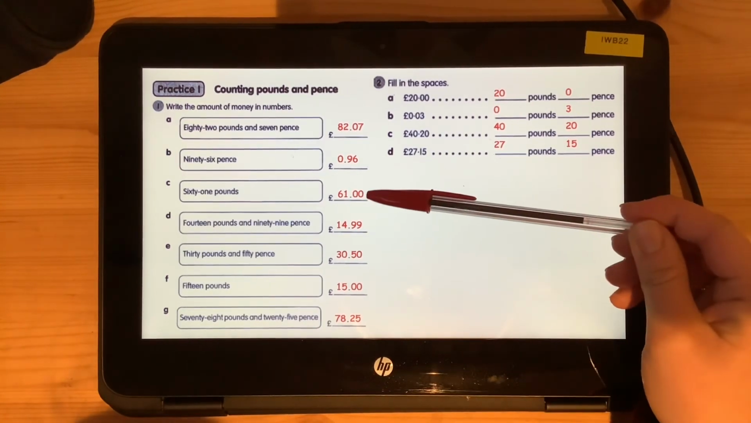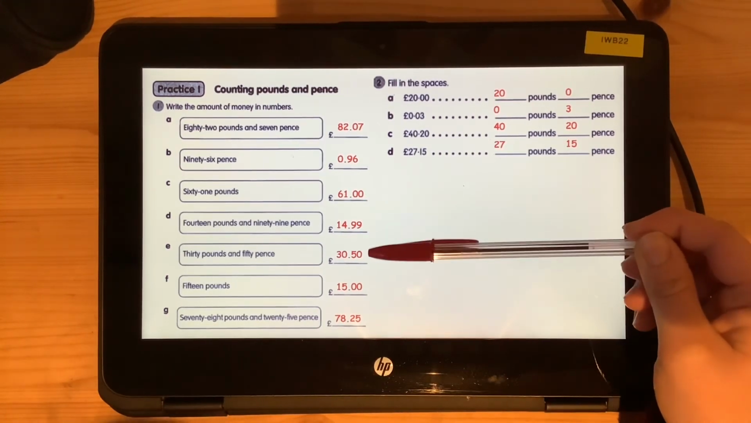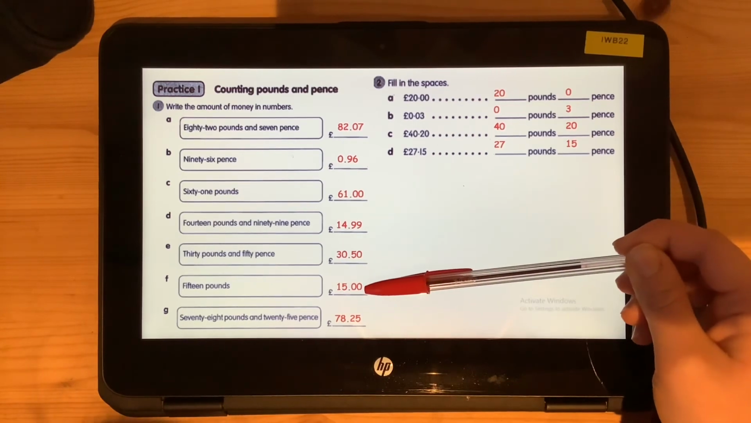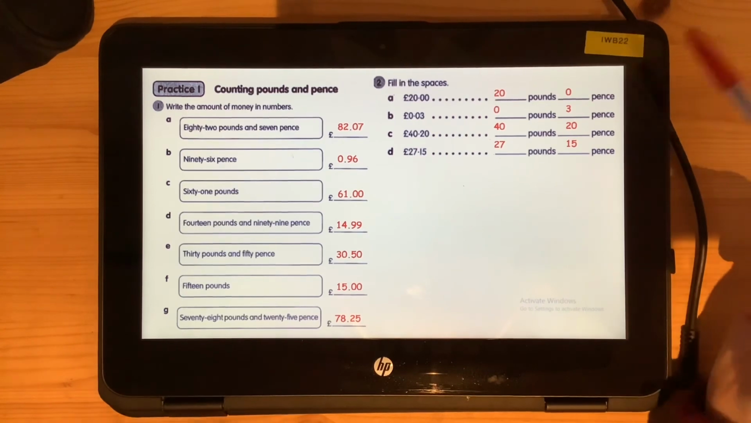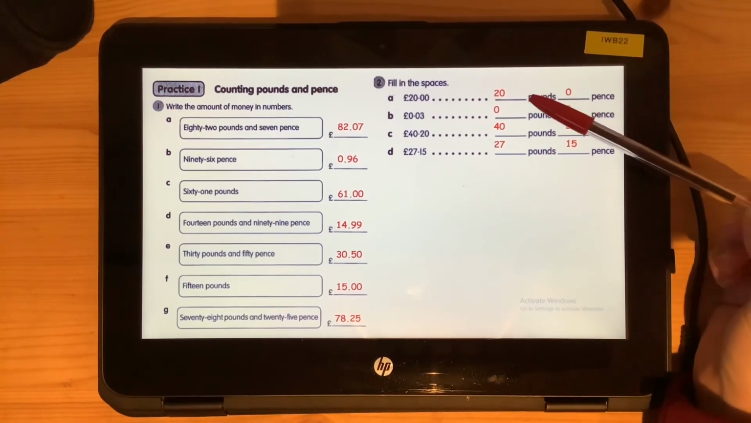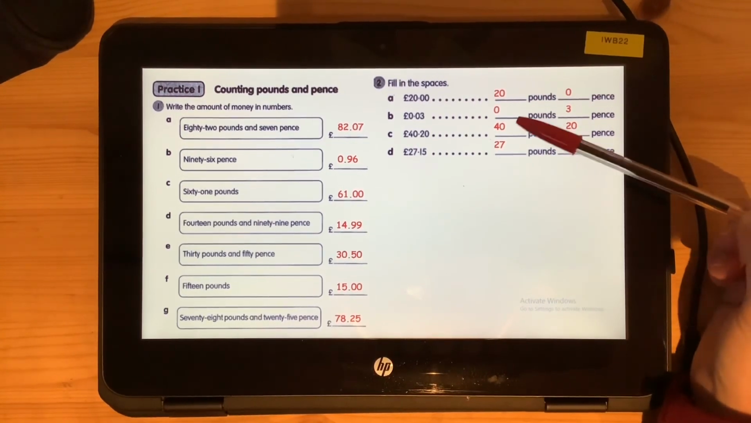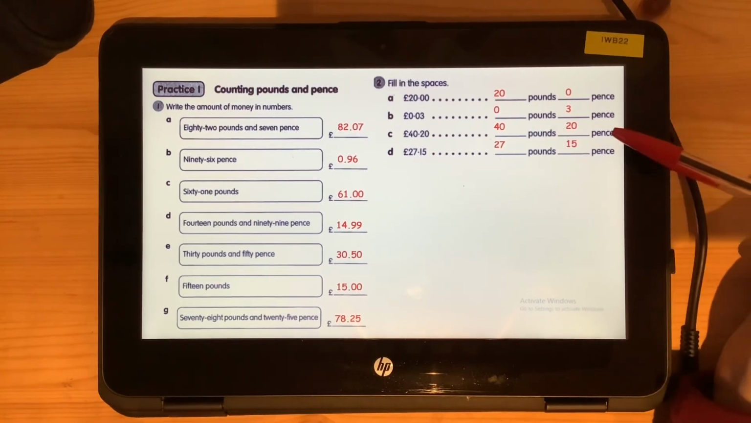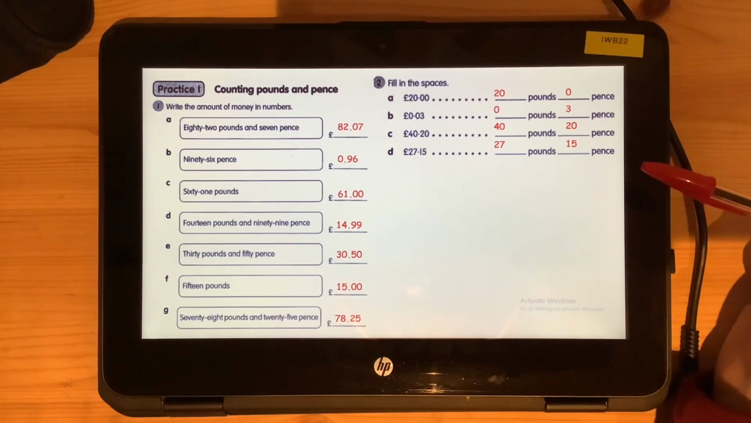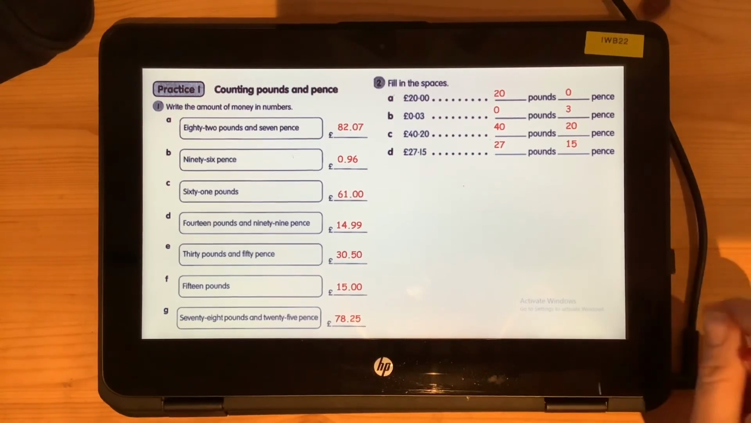Then we've got £61, £14.99, £30.50, £15, £78.25. And then here we've split it into £20 and 0 pence, £0 and 3 pence, £40 and 20 pence, and £27 and 15 pence. Well done if you got those right.